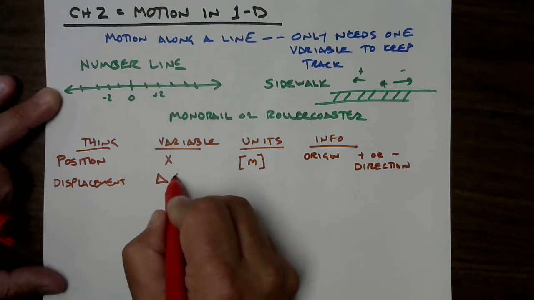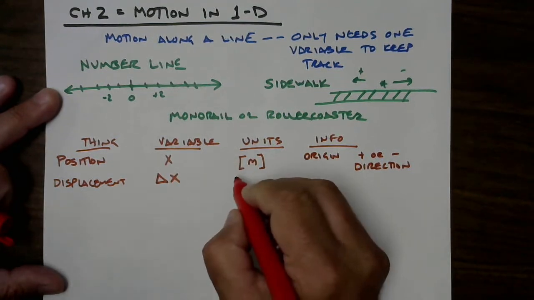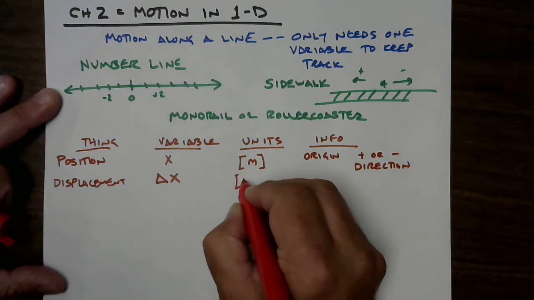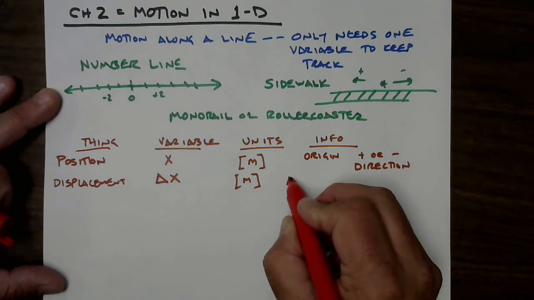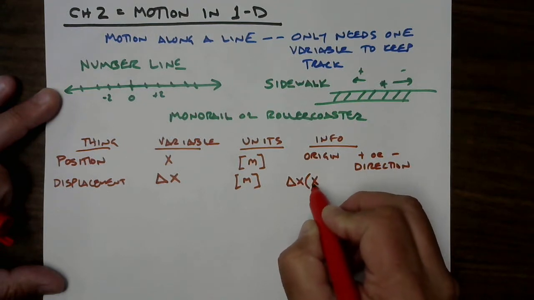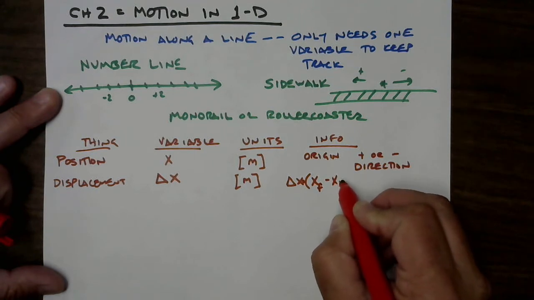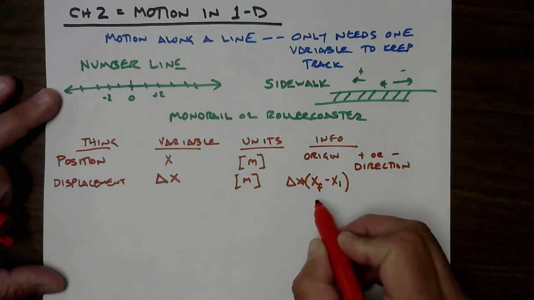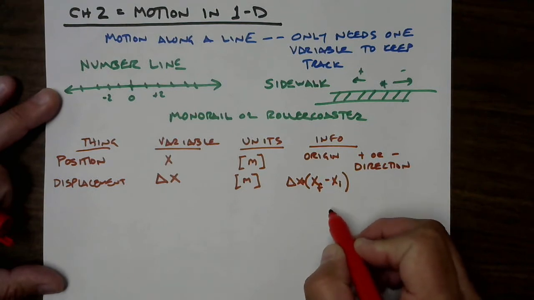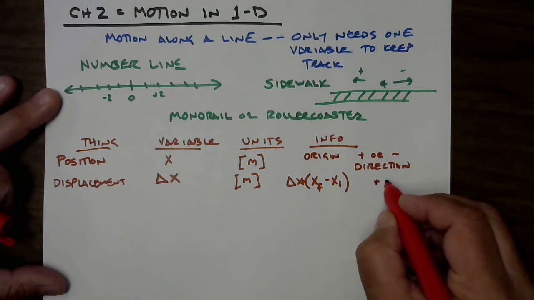Displacement gets the variable delta x. Delta means change in science, and the units will be meters again. This one is independent of the origin, but I will define that delta x is, there should be an equal sign in there, a final position minus an initial position. These subscripts indicate specific positions. We could use position 2 minus position 1, or position 100 minus position 99.